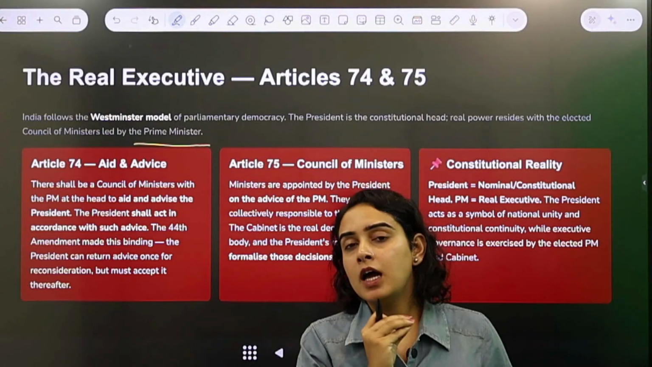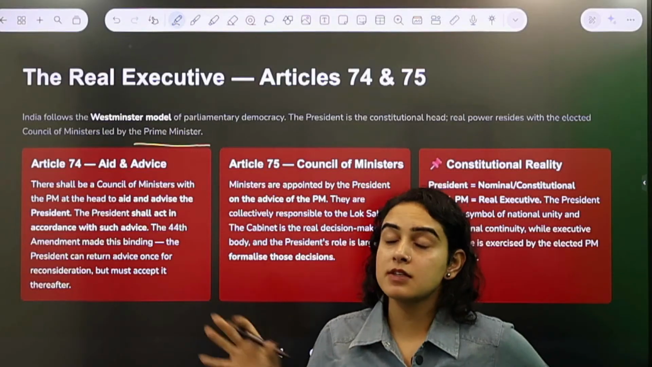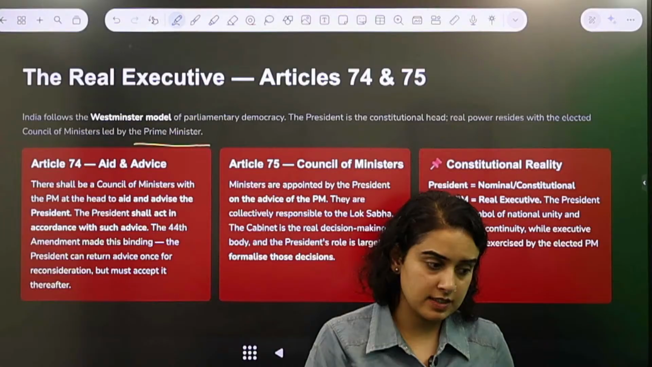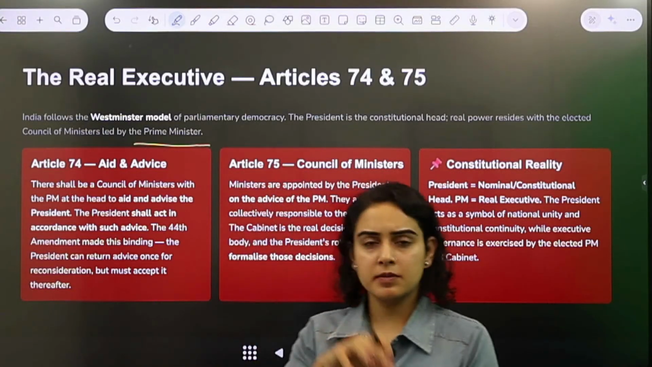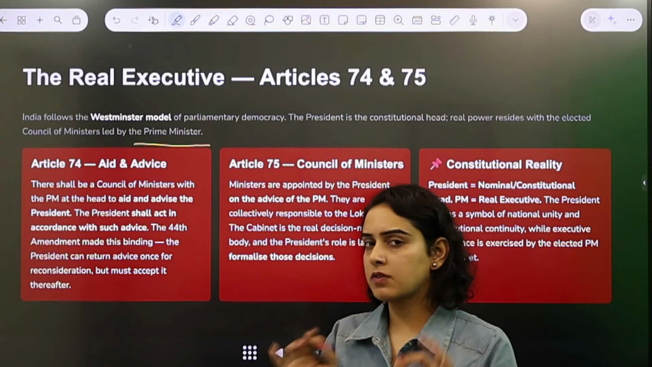Okay. Now, how does the council of ministers work as an executive? Let us understand. The council of ministers is part of the parliament. So it's basically part of the legislature.